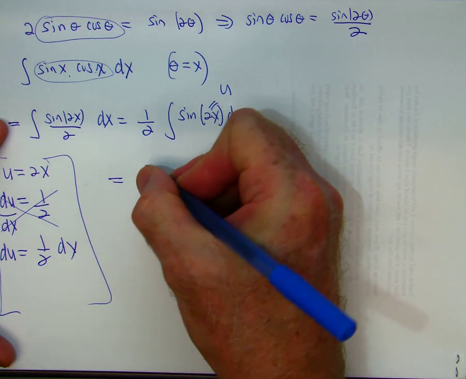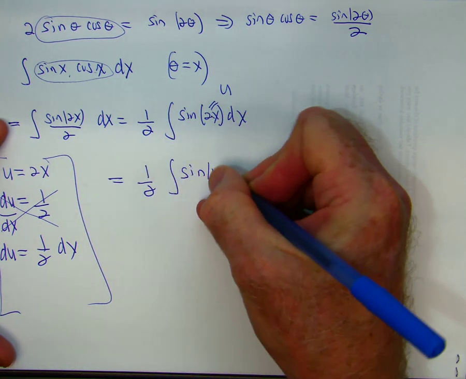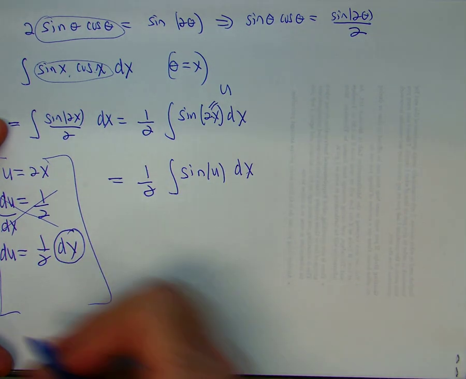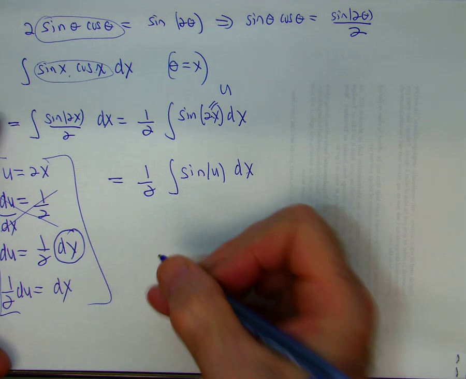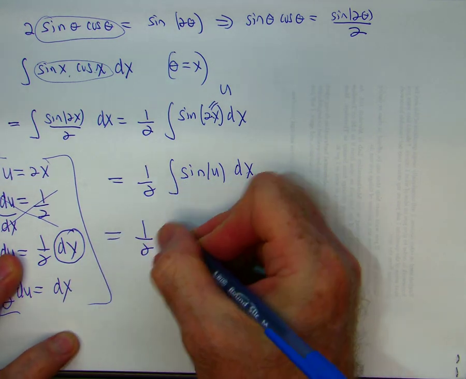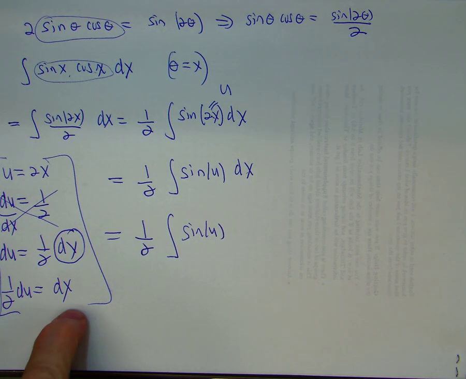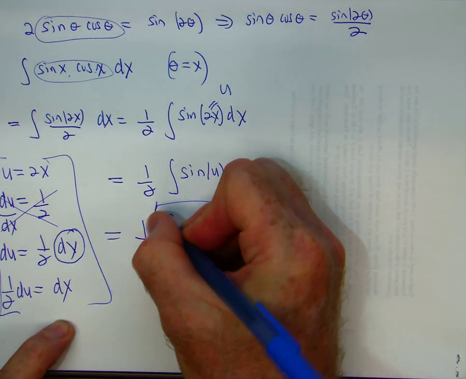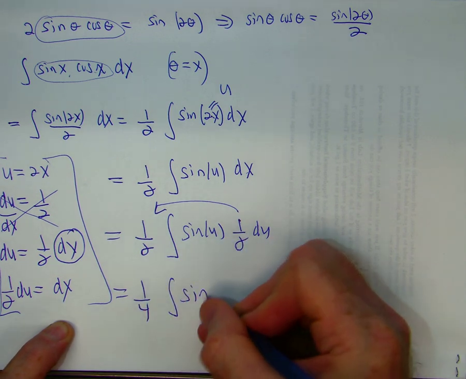So this integral now becomes 1/2 sine u dx. I need to get rid of my dx. I need to get rid of that term. Well, dx is going to be 1/2 du. So I get this 1/2. I get another 1/2 when I substitute for my dx. I'm going to bring that outside. I get 1/4 sine u du.